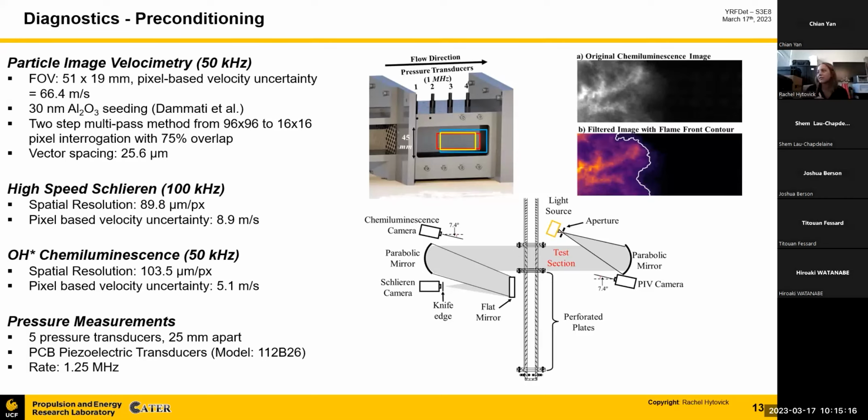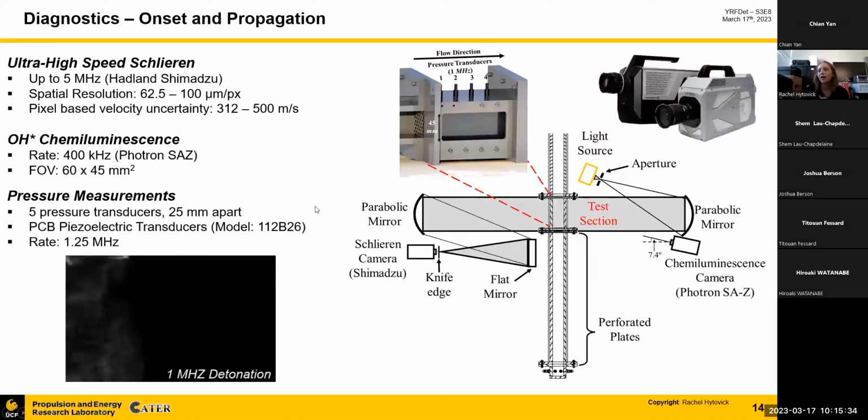And then here's an overview of our setup on the right, and also some views of our chemiluminescence imaging. In it, we will show filtered chemiluminescence images, and it's just a color filter. They are black and white filters when recorded by the camera. And then when we talk about onset and propagation, we are using ultra high speed Schlierens.